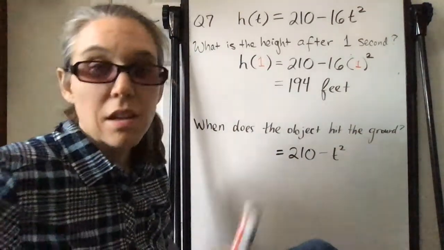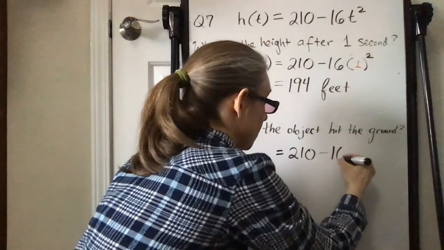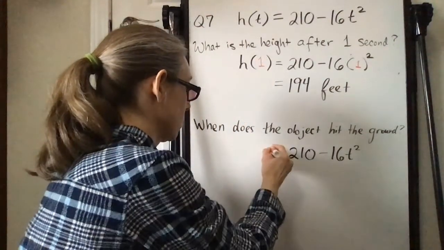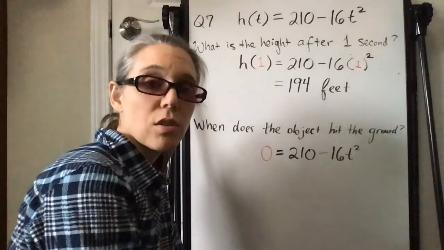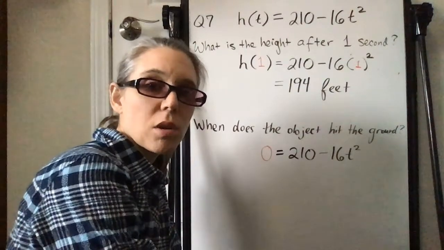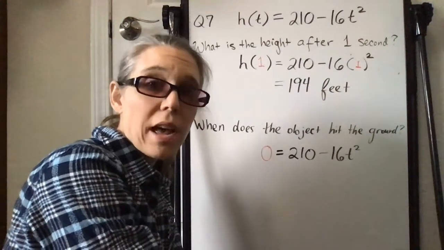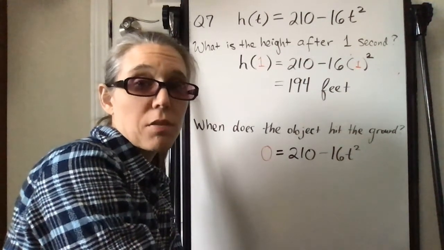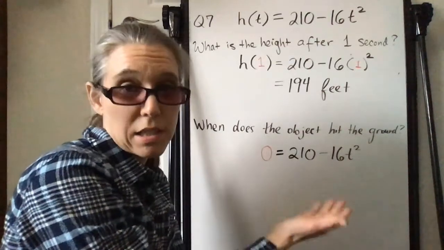Whoops, I should copy that correctly. Replace the height with 0. And to solve this equation, it is a quadratic, but because this quadratic does not have a b term, we don't have to use completing the square. You can use the square root property if your quadratic does not have a b term. The b term would be 0t, right?